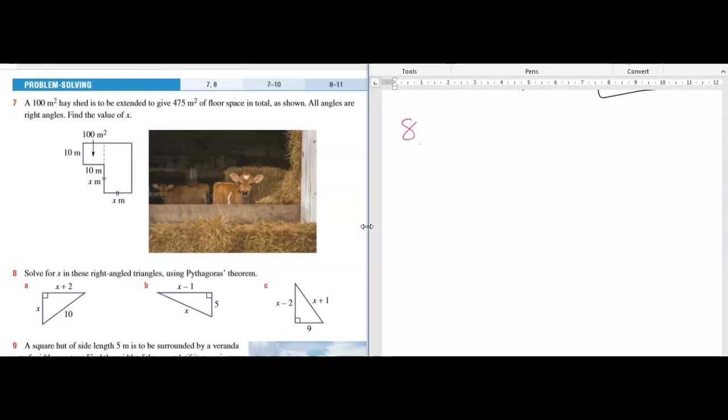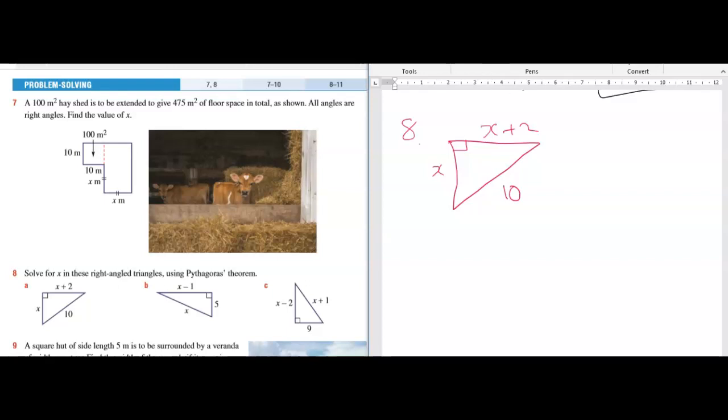How selfish of me. All right, solve for x in these right-angled triangles, and it's told us to use Pythagoras' theorem. So we're not doing the area this time, whereas in the previous examples, in the previous questions in the previous video, we did the area. This time we're just looking for x. Okay, so we're finding the value of x.